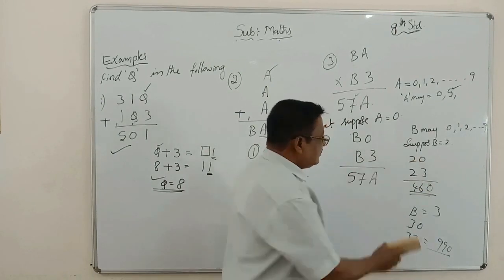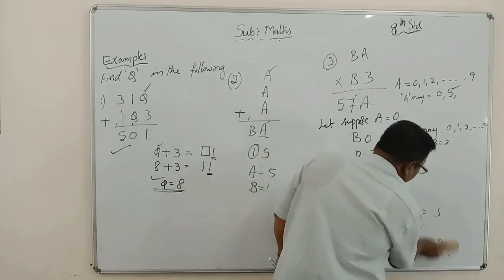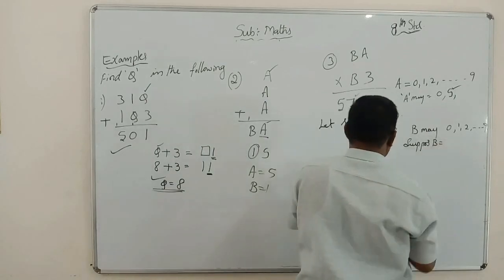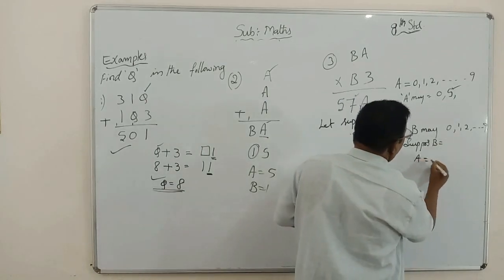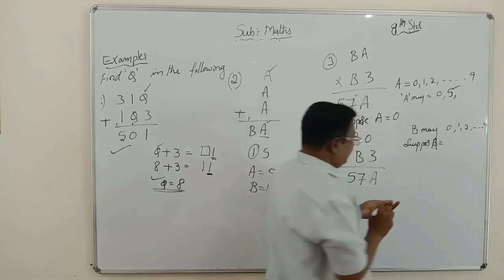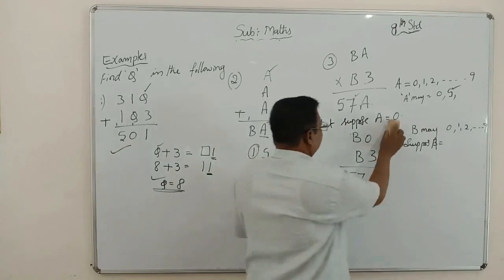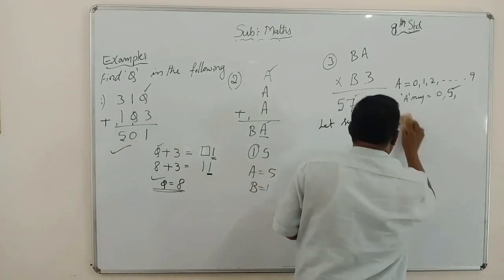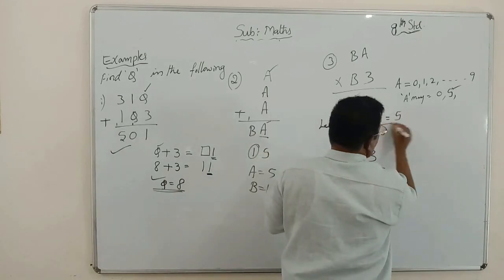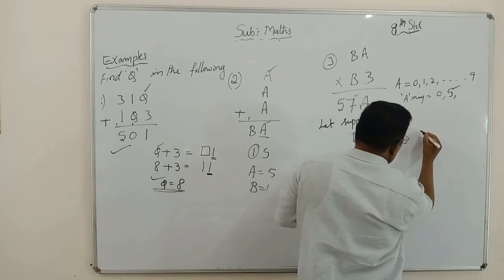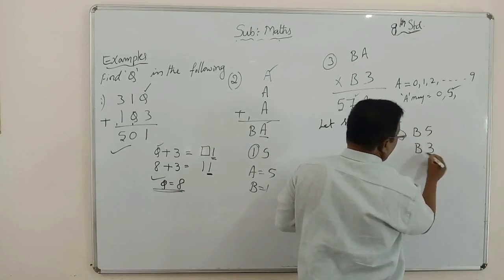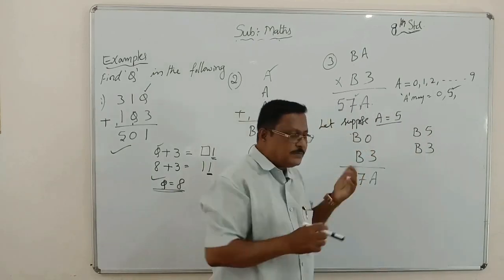Here A is equal to 5. Suppose A is equal to 5. Sorry, A is equal to 5. A is equal to 5 means B5 into B3. See, what is the B value?